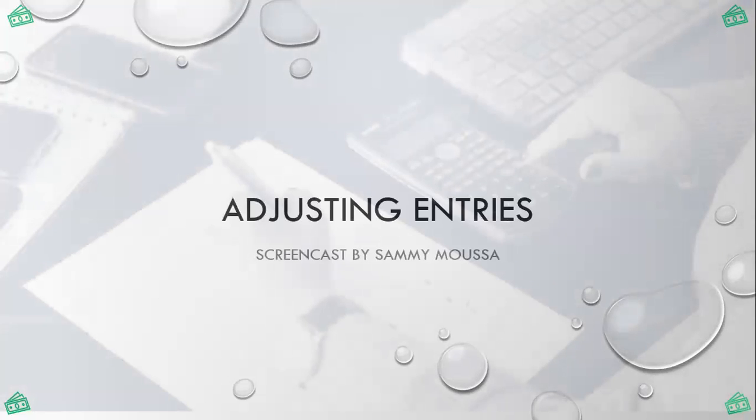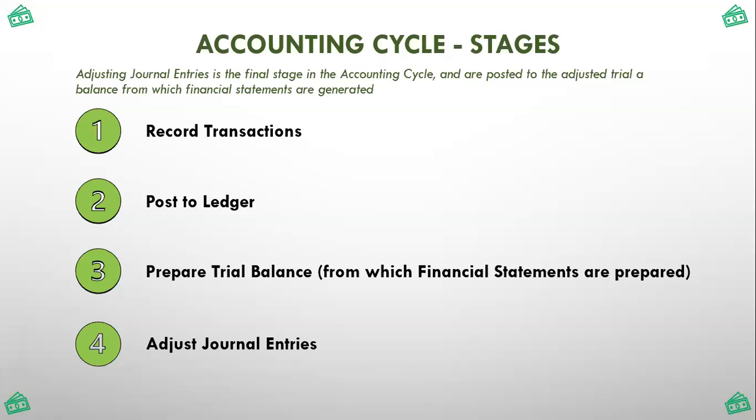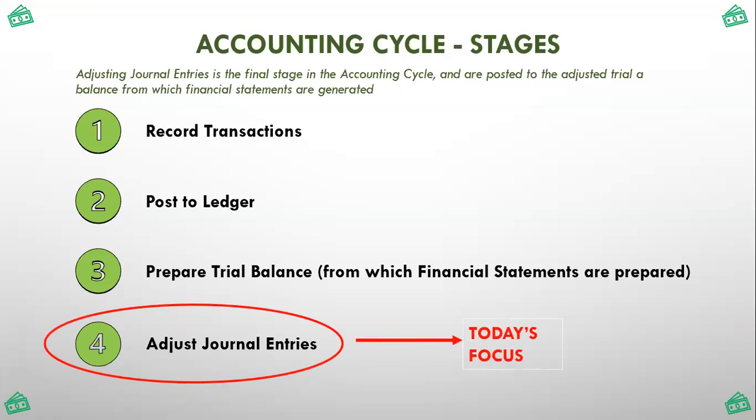Adjusting entries are the fourth stage in the accounting cycle. It occurs at the end of each accounting period, whereby they are posted to the adjusted trial balance from which financial statements are generated. But first, a bit of context.